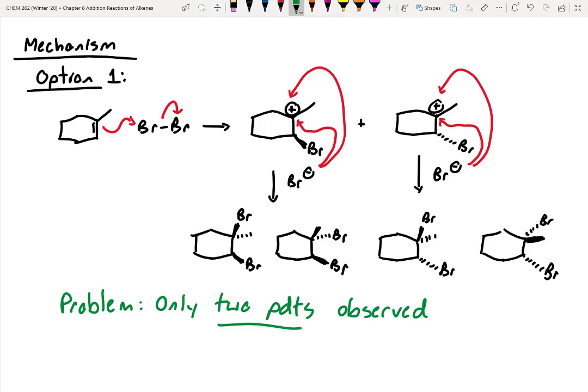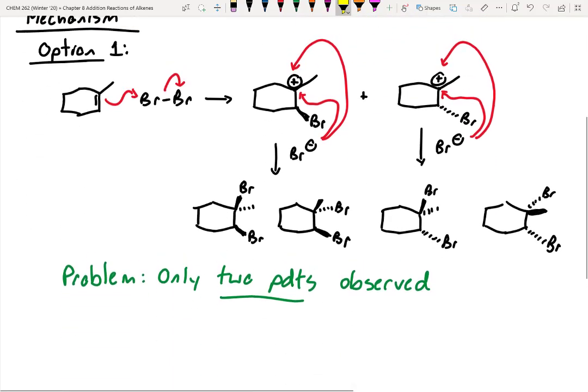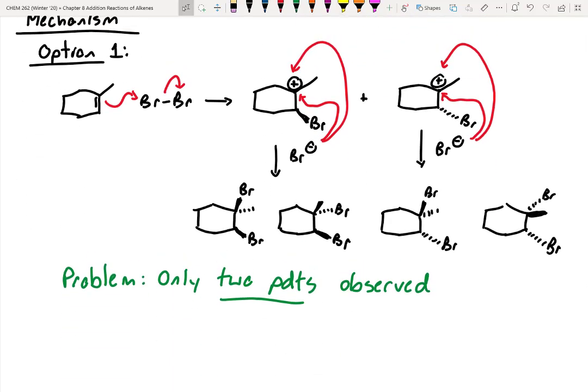Ah, yes. So Kyle was basically saying up here, we said that we observed anti-addition of those bromines, meaning one must be a wedge while the other's a dash, right? Meaning opposite faces. Same thing over here. We've got a dash and we've got a wedge. So let's cross out the ones that must not make sense. So which ones don't make sense?